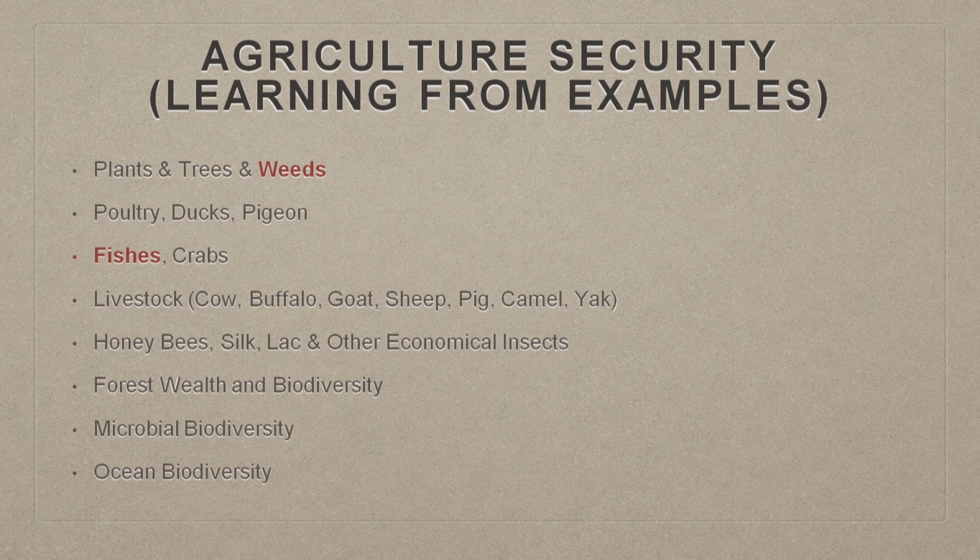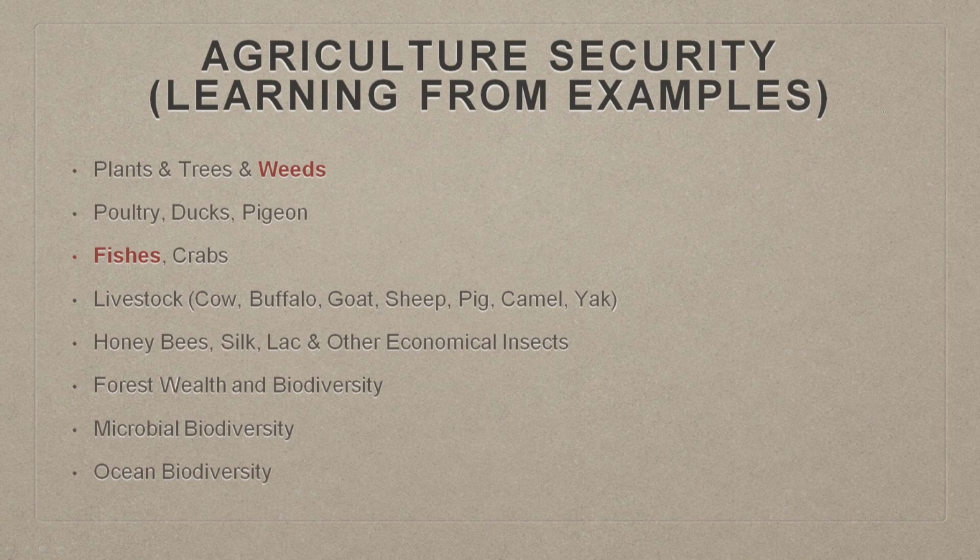Okay. Then you have the honeybees, silk, lac and other economical insects which are a crucial part of products as well as helping in pollination. It includes the different kinds of butterflies, different kinds of insects which harm our crops and different kinds of insects which help our crops. Okay. Then you have the forest wealth and biodiversity.